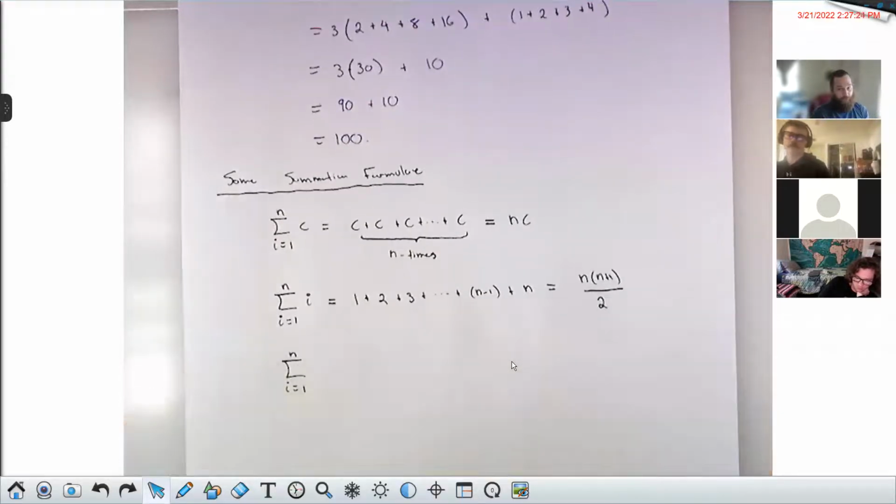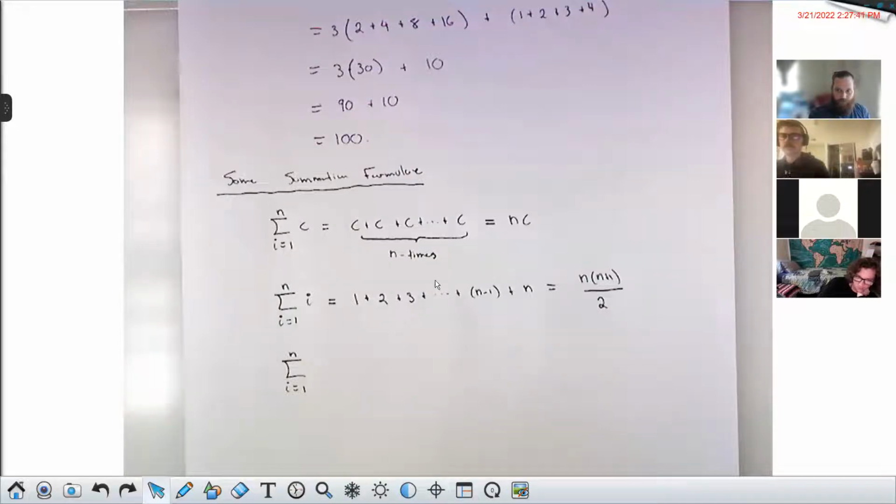Other fun question, while we're there asking fun questions about this sum, we said that there should be n over 2 copies of n plus 1. That's how Gauss did it, right? Like this guy and this guy is n plus 1, this guy and this guy is n plus 1. Well, that really only works if n is even, right?